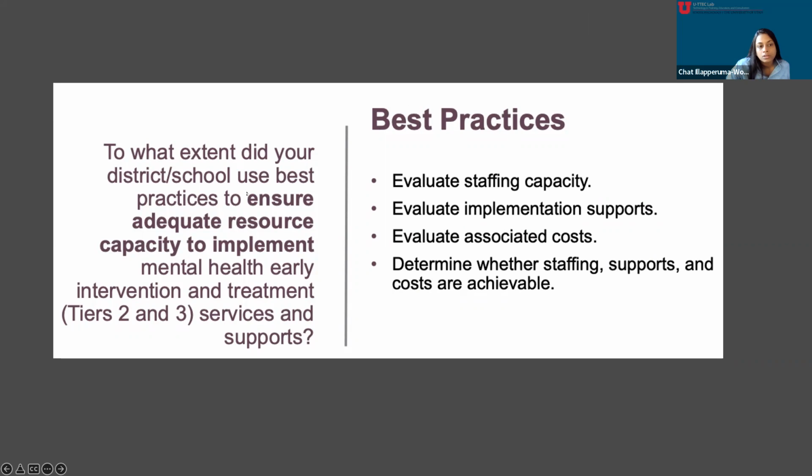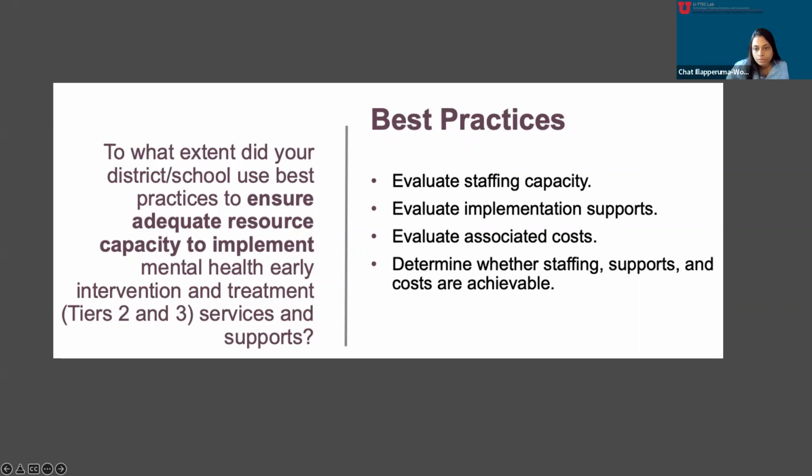Okay. So to what extent did your school or district use best practices to ensure adequate resource capacity to implement mental health, so tier 2 and tier 3 services and supports? This goes back to the tier 2 and tier 3 slides I spoke about, like what is your school's capacity to provide certain services? So here it asks, how does your school ensure that there is adequate resource and capacity to implement this?